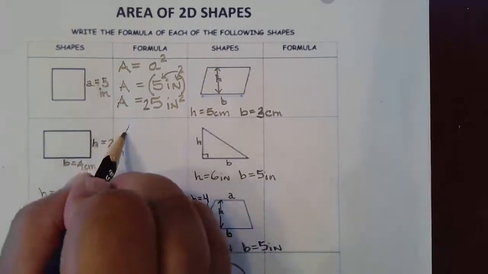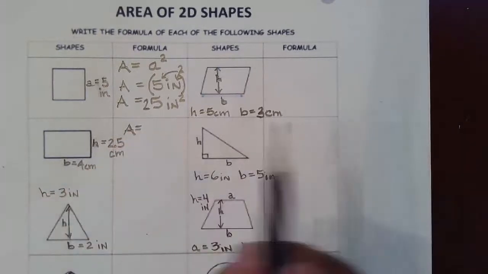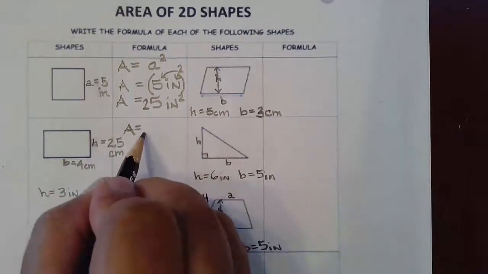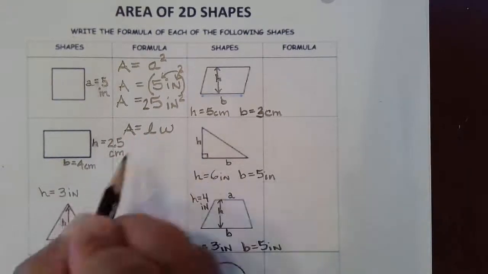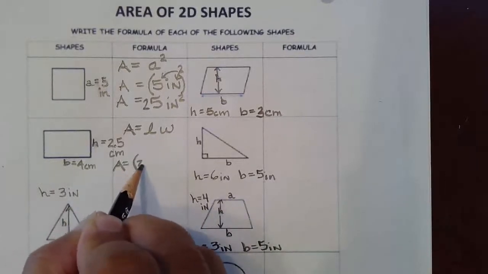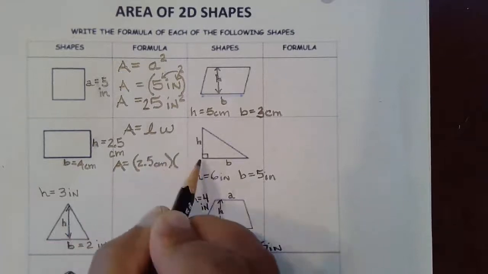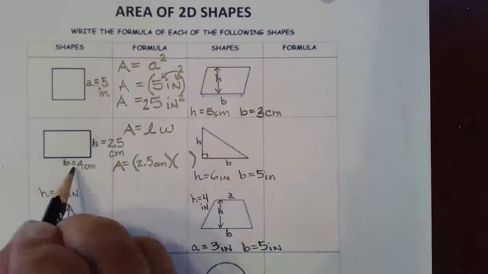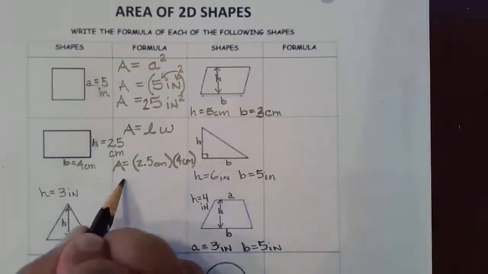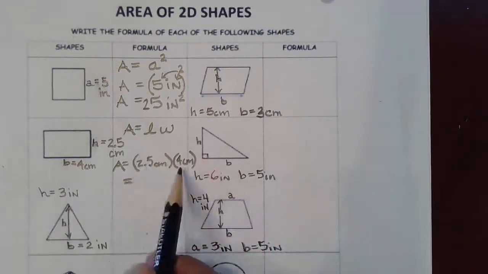Rectangle. Instead of side squared, you're not just taking the same side and squaring it because the sides have different numbers, they're different lengths. So that formula is length times width. So here I would go 2.5 centimeters times 4 centimeters. I would get my calculator to help with the arithmetic part, 2.5 times 4.